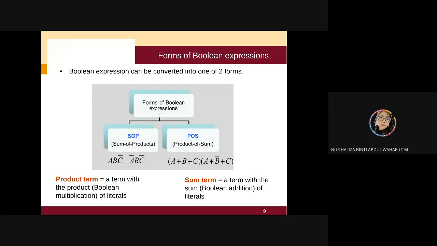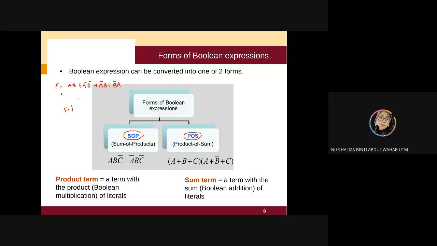Today, we're going to look into the new things, which is SOP and POS. If you still remember last time, I gave you F equal to 1. And if you still remember, let's say I have F equal to AB plus A bar B bar plus A bar B plus B bar A. Okay, let's say this example. I give you the example first.